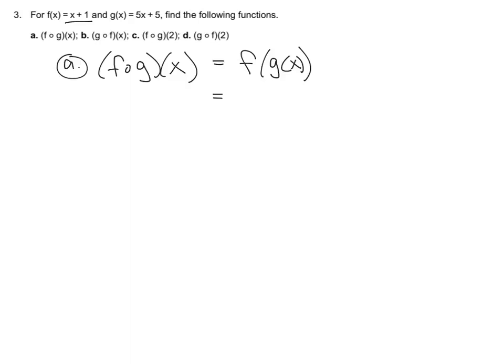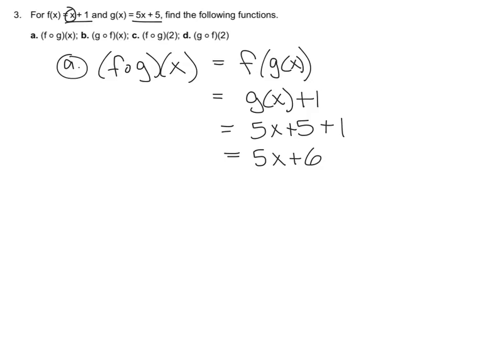So the function f of x is x plus 1. So instead of an x, we're going to write a g of x. So this is g of x plus 1. And then I'll substitute the expression for g of x, which is 5x plus 5, and then plus 1. And then we'll simplify this by combining the 5 and the 1. So my answer is 5x plus 6.